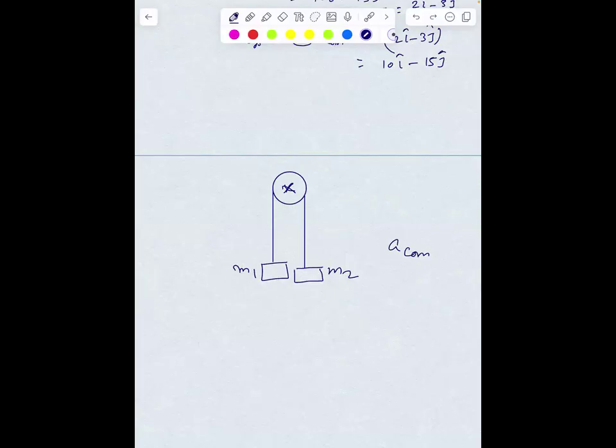Sir, M2 minus M1 by M1 plus M2 into G. No. It will be M2 minus M1 by M1 plus M2 whole square into G. Okay. You have just calculated acceleration. You have not done M1 A1 plus M2 A2 upon M1 plus M2. Okay.